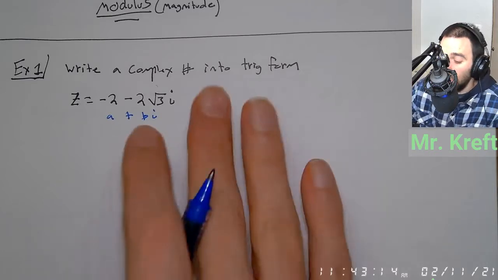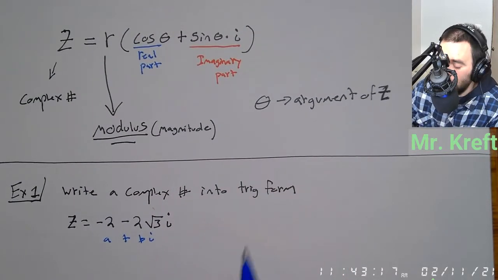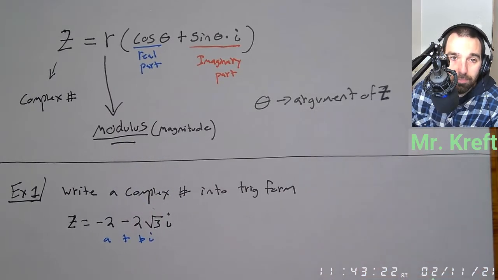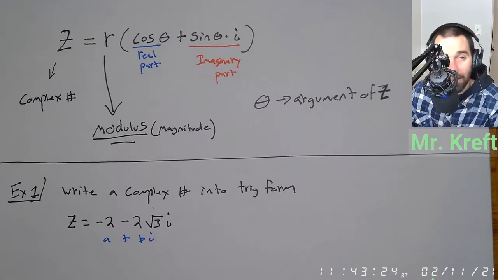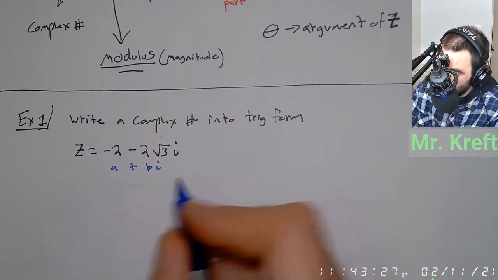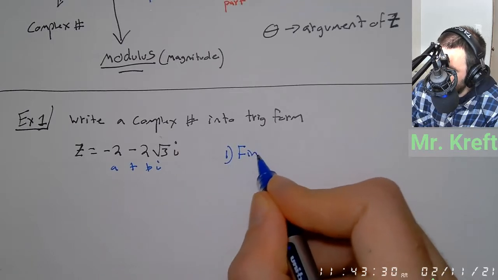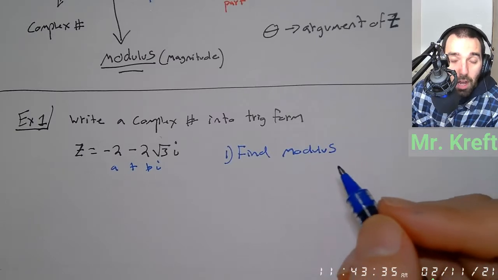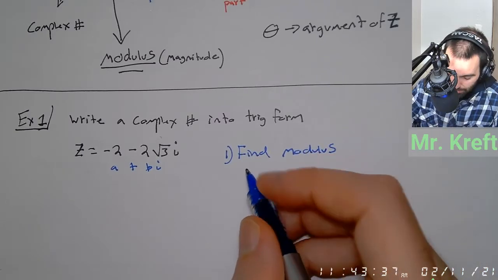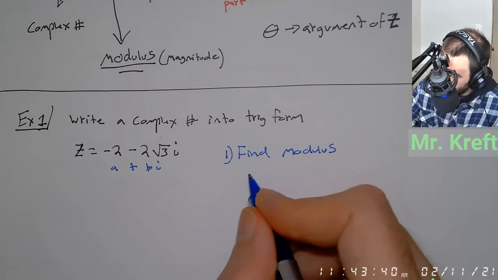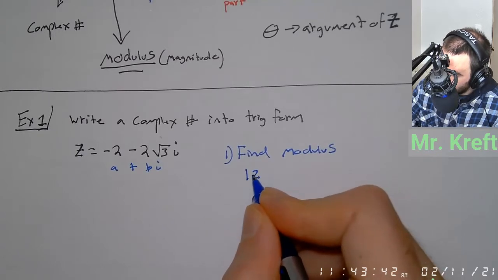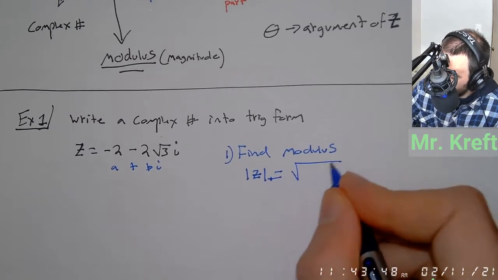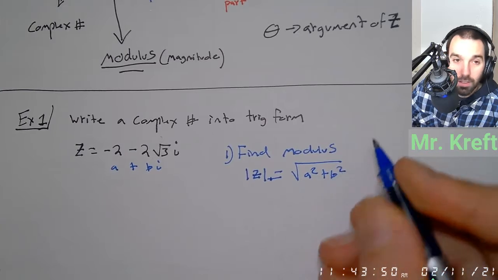Okay, so to do this, there's two important parts. We need to find the modulus and we need to find the argument. Okay, so we've got to find those two things. So first, find the modulus. And remember, the modulus is the absolute value of z, which equals the square root of a squared plus b squared.